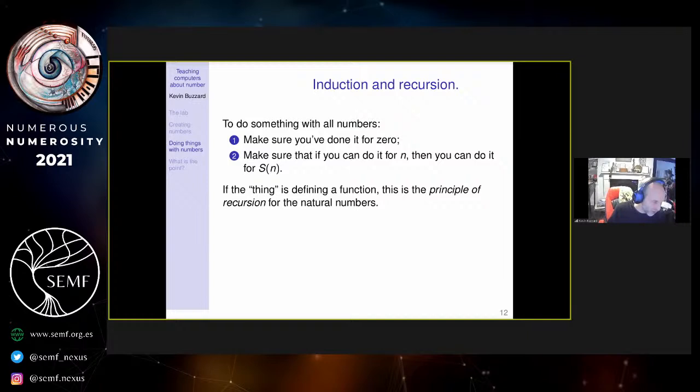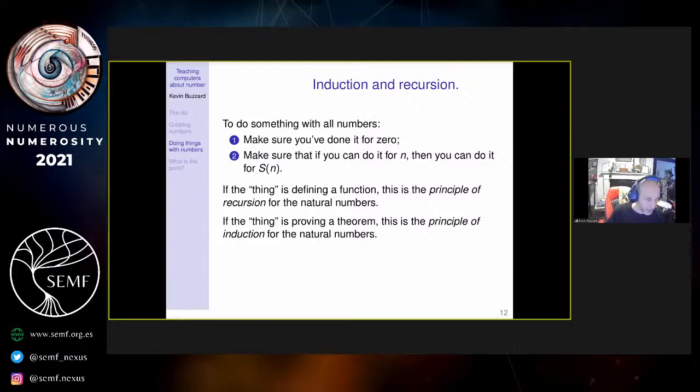Firstly, we want to define functions, like the Fibonacci sequence, or a function that takes a number and spits out maybe a real number or some more exotic object that we've defined in our system. If that thing is defining a function, then we call this the principle of recursion for numbers. But the other possibility is the thing might be proving a theorem. And if the thing is proving a theorem, then this is called the principle of induction for natural numbers.